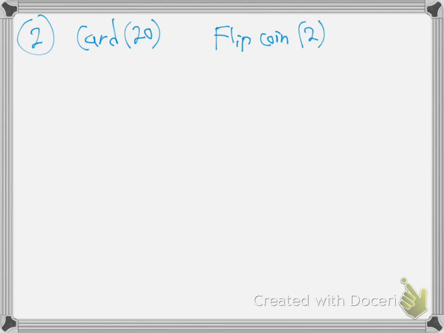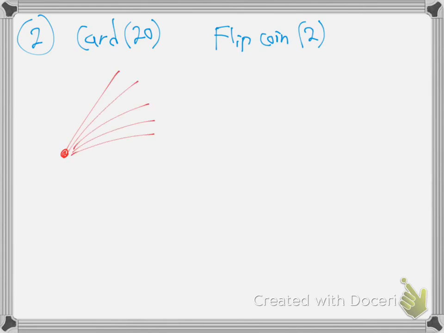So let me help you with that. So here's question number 2. You're going to pick a card. There's 20 cards. And then you're going to flip a coin. And when you flip the coin, 2 things can happen. So how many total different things can happen? 40. You multiply those numbers. Do you realize that? Let me show you with a tree.